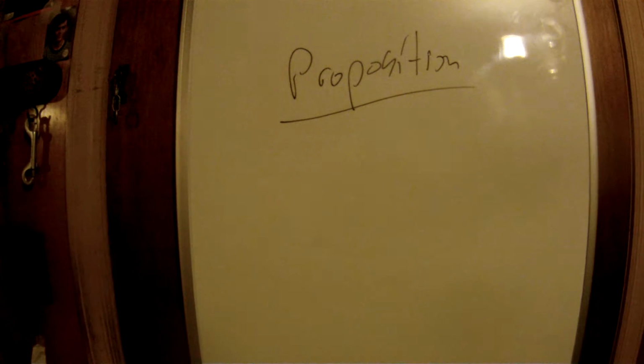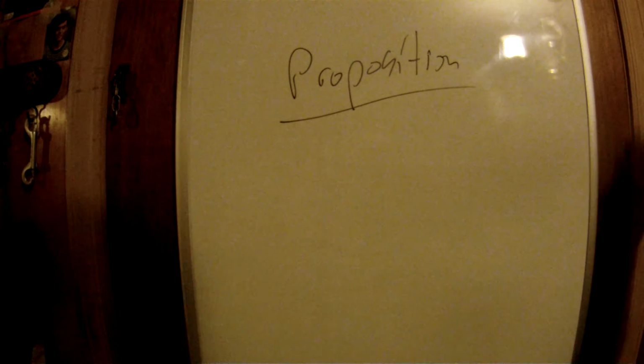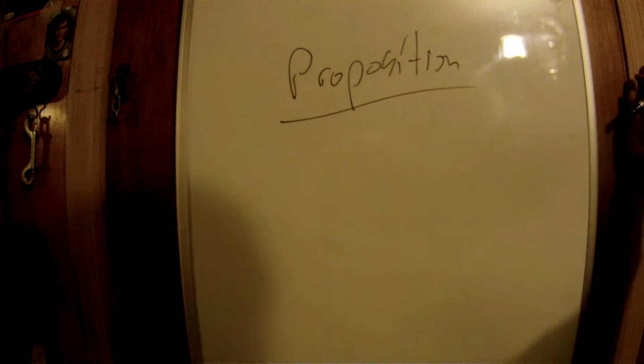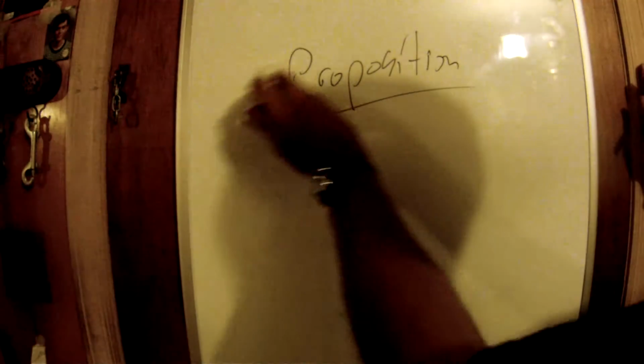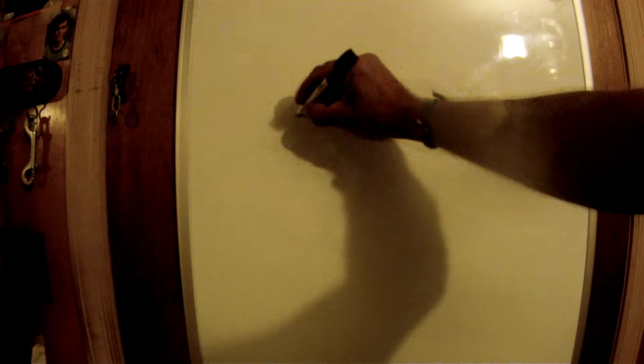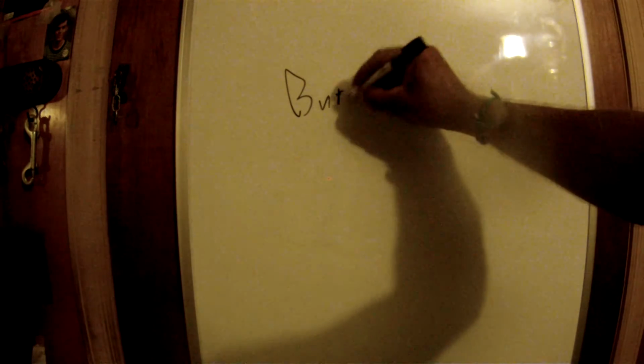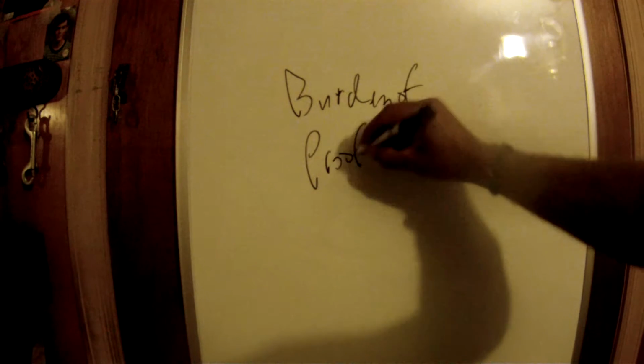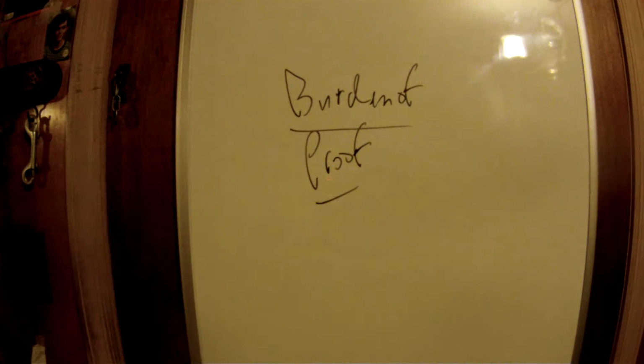A non-propositional statement would be something like, is John tall? Or I don't know if John is tall. Well, that would be a truth claim because you're claiming that you don't know. But you get the idea. Propositions put the burden of proof on the one making the proposition.